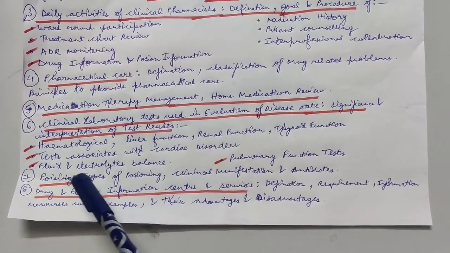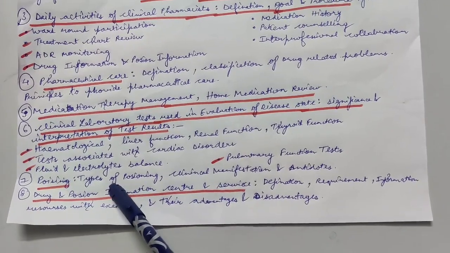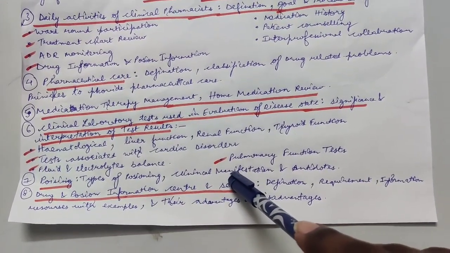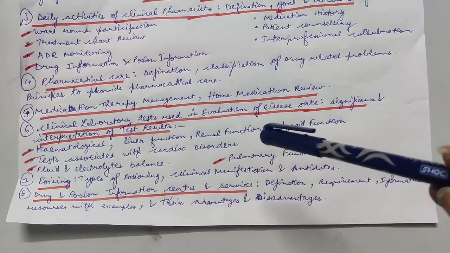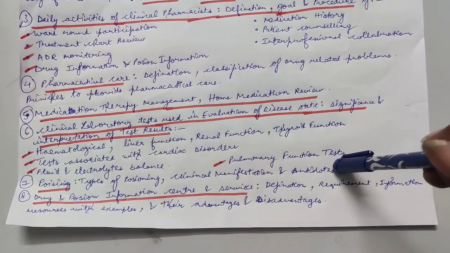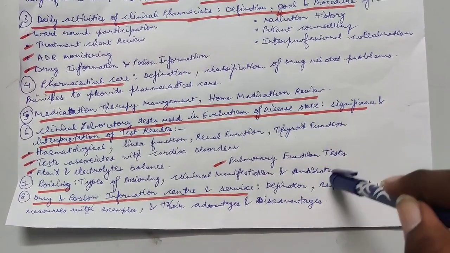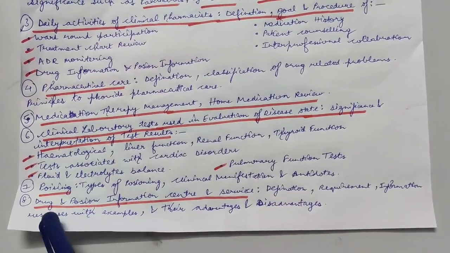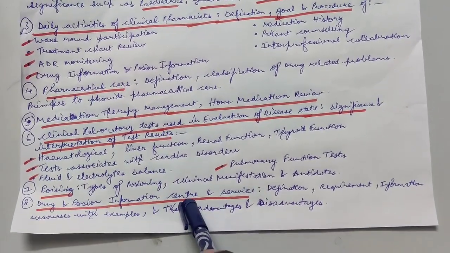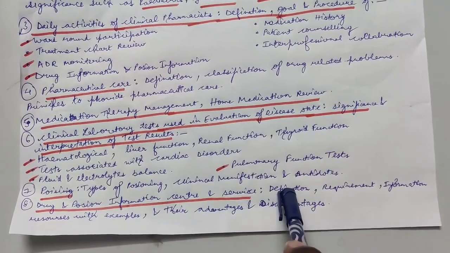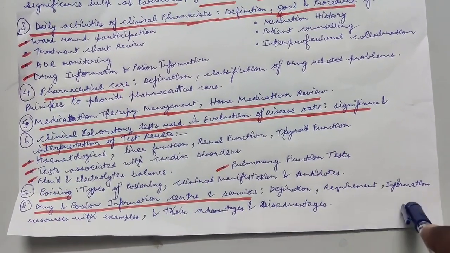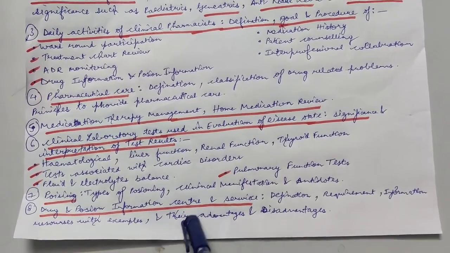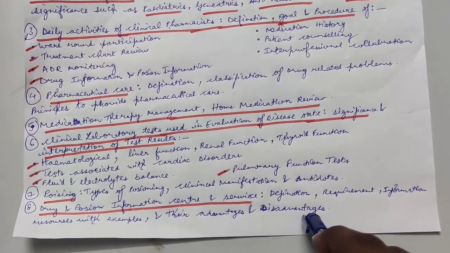Seventh, poisoning. What is poison? Types of poison. Clinical manifestation, that is the etiology, sign and symptoms of the poisoning, and antidotes used to cure the poison. Eighth, drug and poison information center and service, its definition, requirement, information, resources with example, and its advantage and disadvantage.